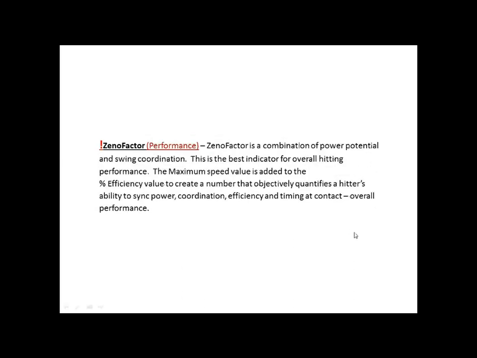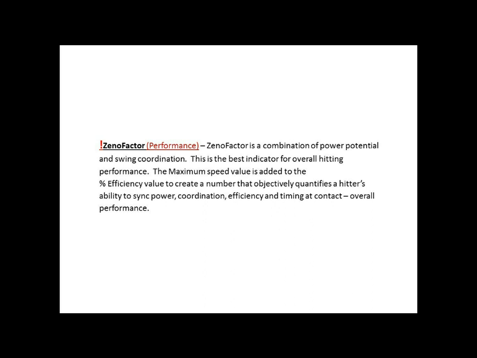Now let's go to the last parameter that we mentioned, and that's performance. We've called it xenofactor, but basically what this is, I'll just read it and then I'll explain it. Xenofactor is a combination of power potential and swing coordination. So really what we're looking at now in one simple number is your ability to recruit and create power or speed, bat speed, and your ability to time that bat speed or coordinate it with impact. So when you look at those two variables, you're looking at a hitter's ability to perform, essentially.